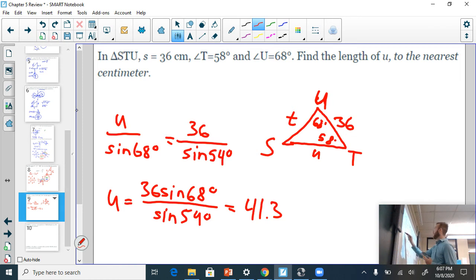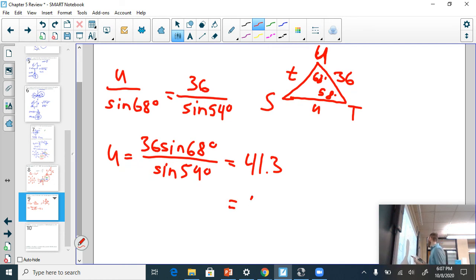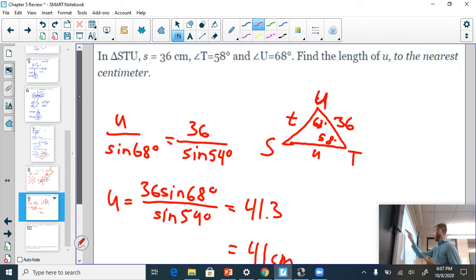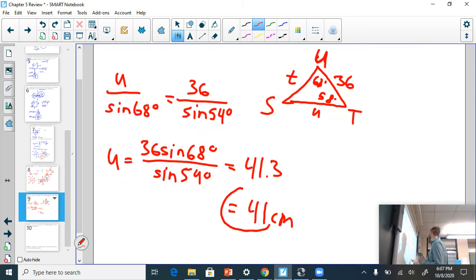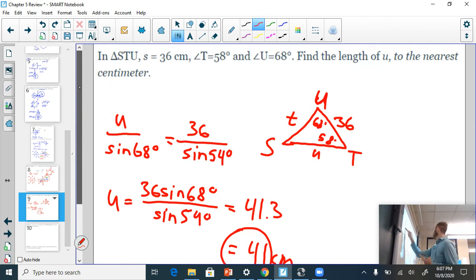And then the question asked to the nearest centimeter. So that would actually just be 41 centimeters, right? And Delta Math just wants the 41 to the nearest whole centimeter. Yep.